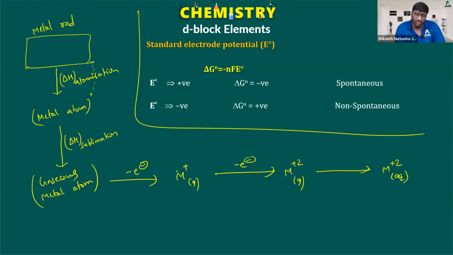From the gaseous metal atom, one electron is removed. So what is this? Ionization energy 1. From the unipositive metal ion, one more electron is removed. Ionization energy 2. That dipositive metal ion in the gaseous state, whenever it is added to water, will be hydrated in the water molecules. So delta H of hydration.